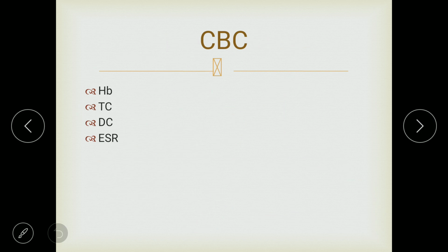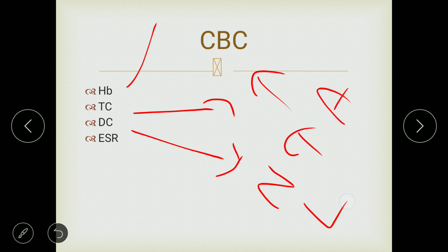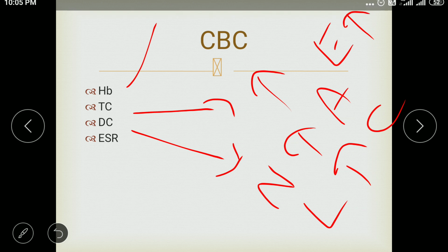And in CBC, look for whether the patient has anemia, and total count, if it is elevated, it indicates some infectious process. And differential count, if neutrophil is increased, it indicates an acute process. If lymphocyte is increased, it indicates a chronic process. And eosinophil, if it is increased, it indicates some allergic cause.